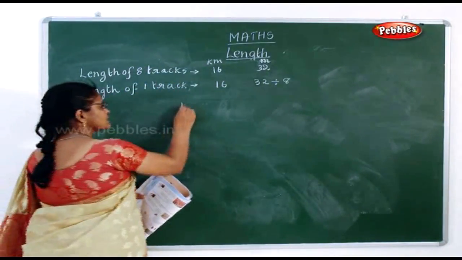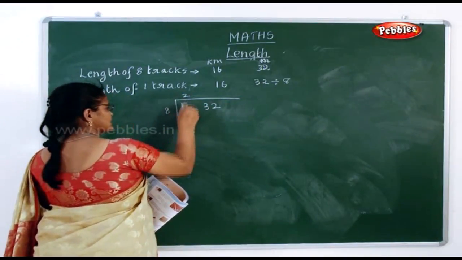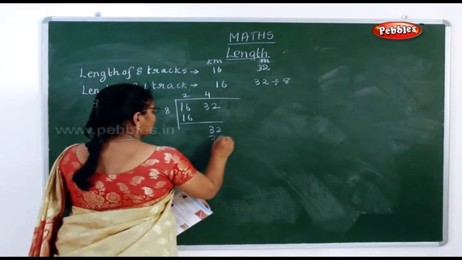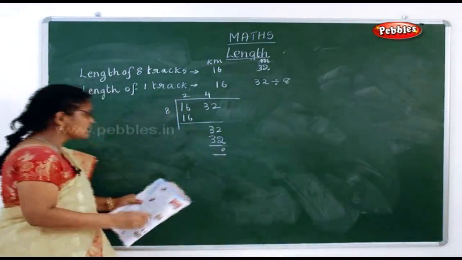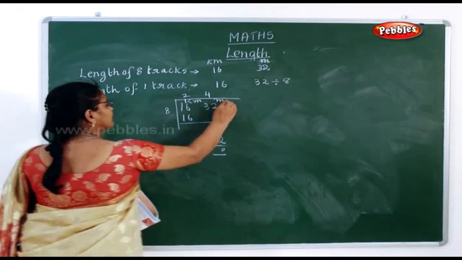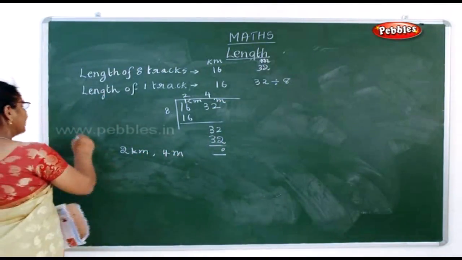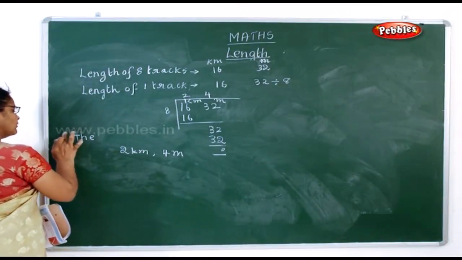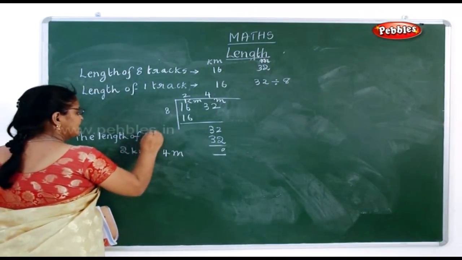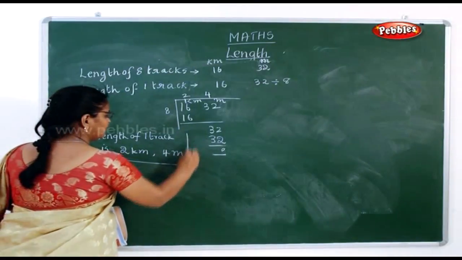Now how will you do it? 16, 32 divided by 8. 8 2s are 16. Am I right? Now what is 32? 8 4s are 32. So what will be the answer here? You have to write 2 kilometer because here it is kilometer and here it is meter. So you will write 2 kilometer and 4 meter. Therefore, the length of one track is 2 kilometer and 4 meter.